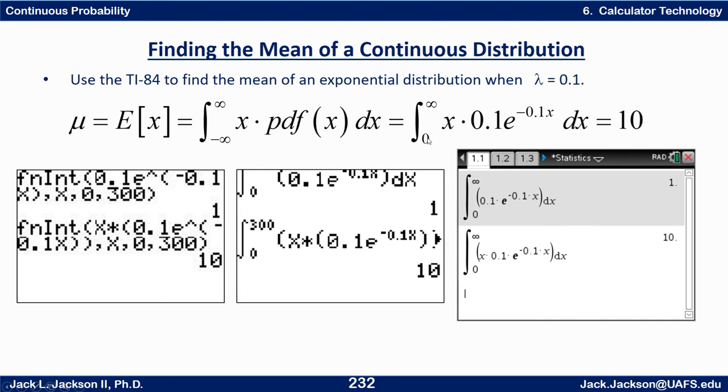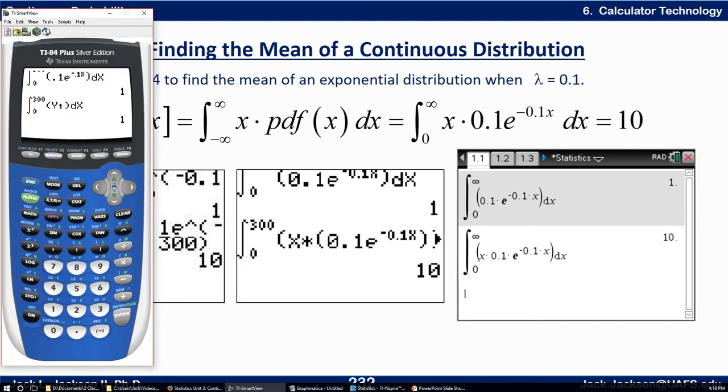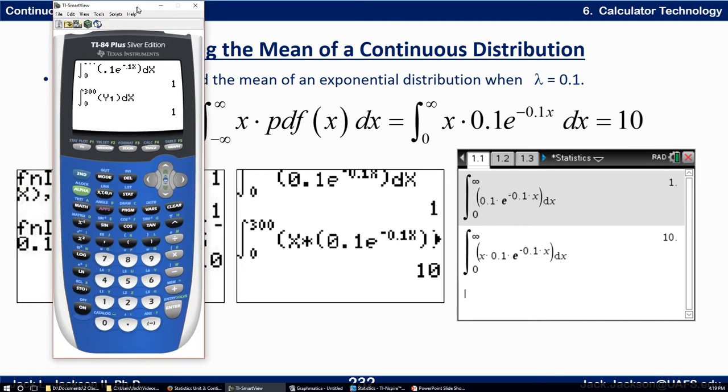So we're really just summing up from 0 to infinity in this case. So it's x times our PDF of x formula. In this case, it turns out to be 10. Let me show you how we can get that from our calculator. Now, this is going to be the mean.